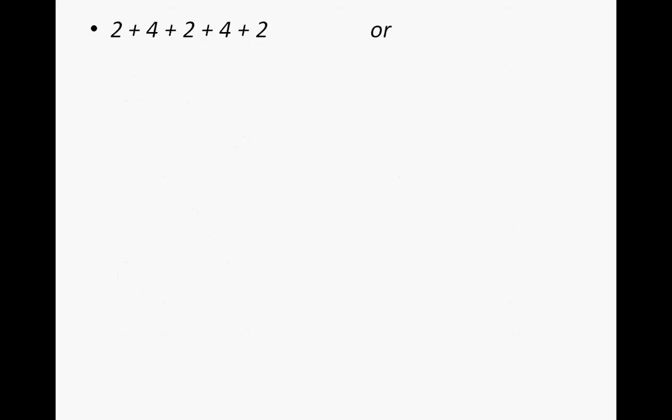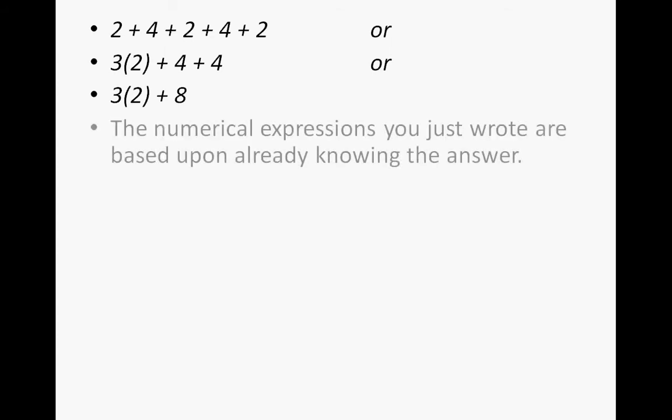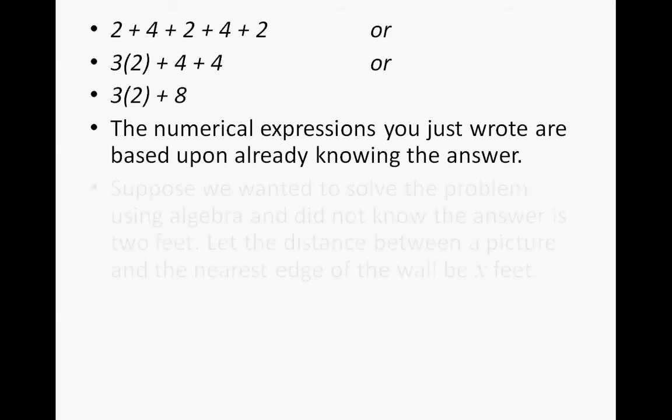So we could write 2 plus 4 plus 2 plus 4 plus 2. Or we can write this as 3 times 2 plus 4 plus 4. Or you could have 3 times 2 plus 2 times 4. Or you could have 3 times 2 plus 8 if you want to have it that way also. So any of these numerical expressions is correct. They are based on already knowing the answer.